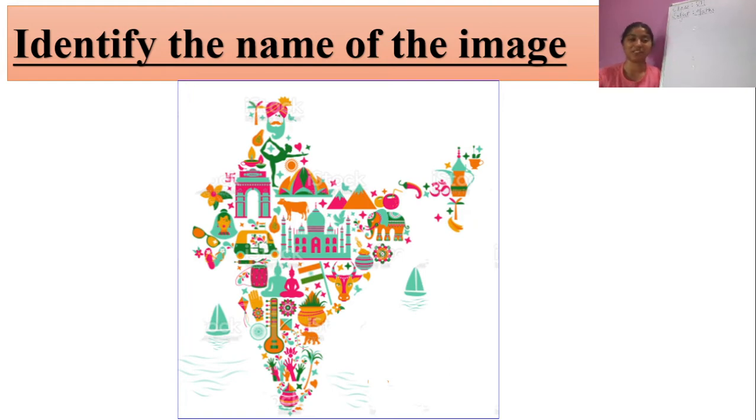Yes, very good. This is a map of India. So how did you come to know that this is a map of India? Yes, we have different structures, different religions, customs, animals, items, musical designs, flag. All these things represent the map of India. Very good students. So let's see what we have next.